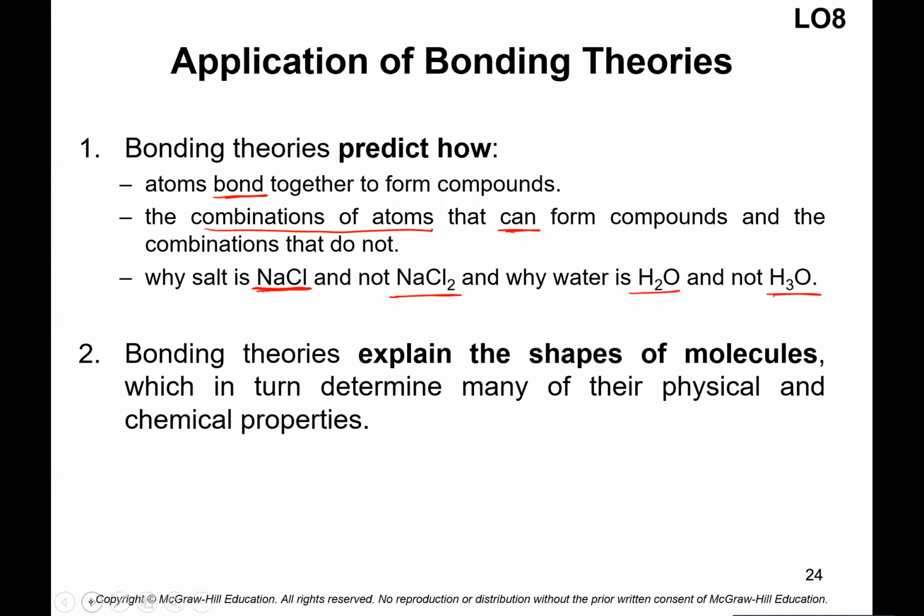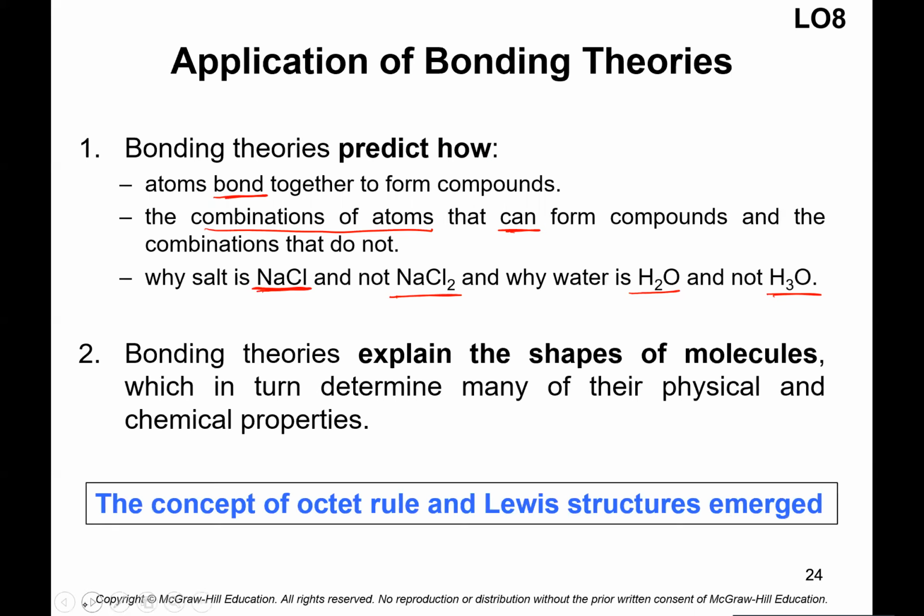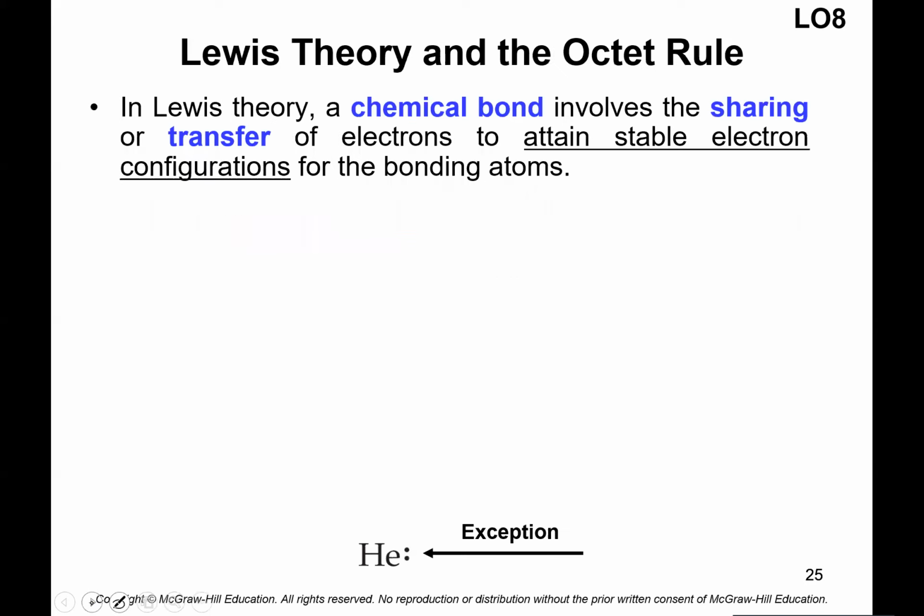Okay. Bonding theories can also help us explain the shapes of molecules, and that allows us to determine, or to predict, many of their physical and chemical properties, right? So from these concepts of bonding theories, that's basically what allowed us to develop the concept of the octet rule and Lewis structures that we're going to talk about today.